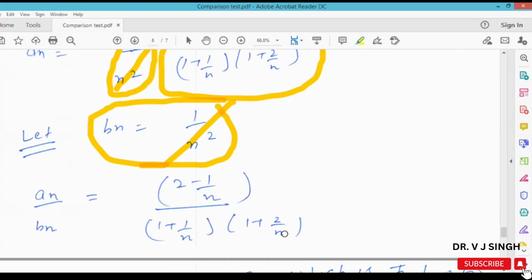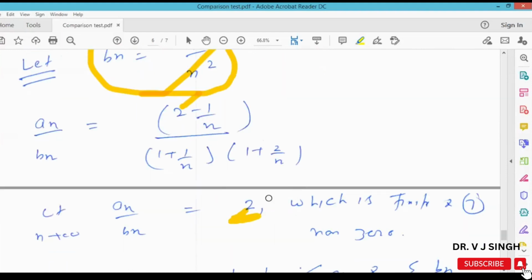Now what is the step? Now take the limit as n tends to infinity on both sides. After dividing an by bn, we take the limit. Now if I take the limit here, 1 by infinity is 0, 1 by infinity is 0, 1 by infinity is 0. What is left? So the answer is 2. Now the question depends on this. If this is finite and non-zero, then the first case is applicable. If the answer is 0, then the second case is applicable. If the answer is infinity, the third case is applicable. 99% only the first case is applicable. In all the questions of your book, in 99 questions only the first case is applicable.